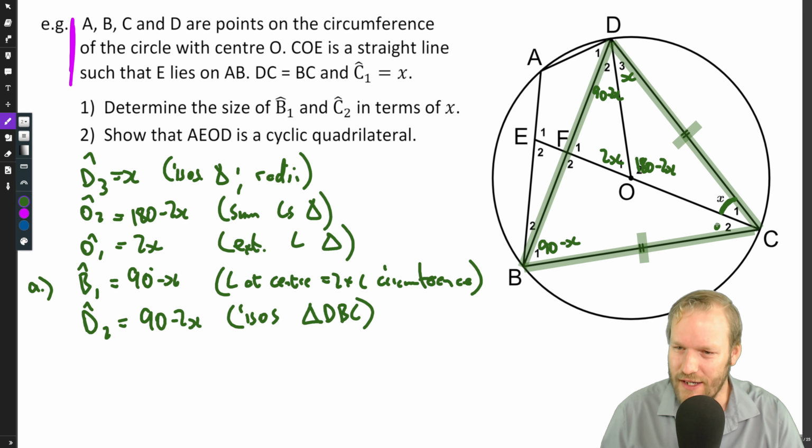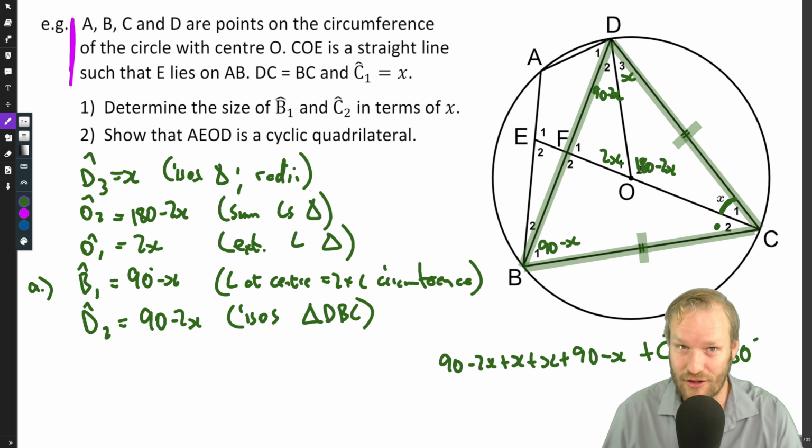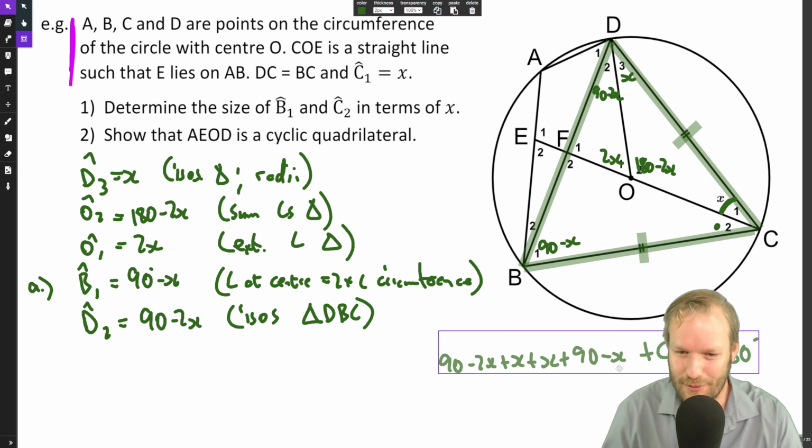So let's do that. Let's find C2 by working with all of those angles. We've got 90 minus 2x plus x plus x plus 90 minus x, and we need to see what more we need to add to get to 180. So we've got 90 minus 2x plus x plus x plus 90 minus x plus C2. Maybe I'll put that C2 will give us 180, because angles of a triangle add up to 180, right? So maybe we'll just put that statement here.